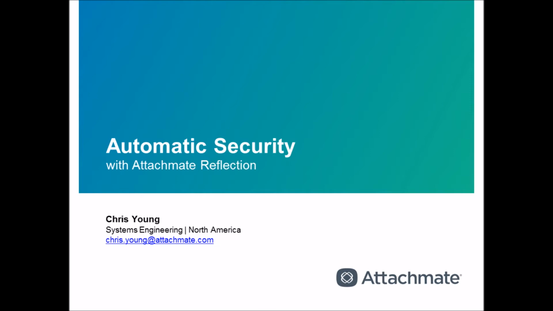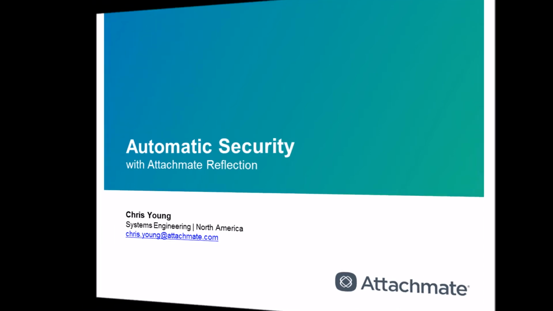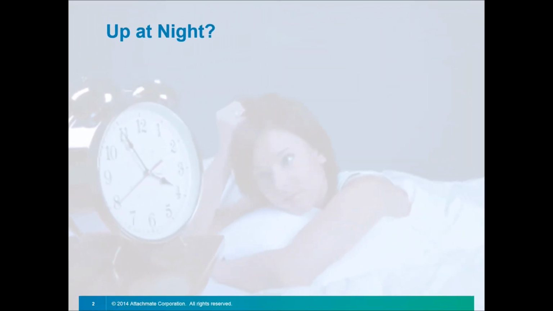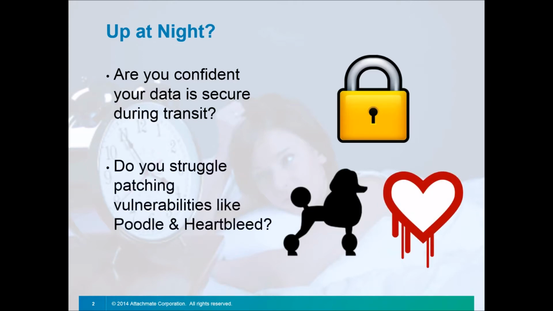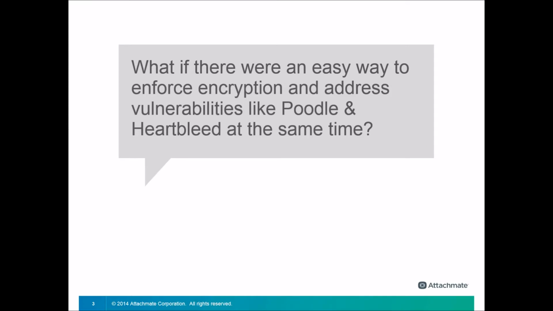security with Attachmate Reflection. This latest round of security vulnerabilities have created some sleepless nights for IT admins, so I ask you, how confident are you that your data is secure, and did you struggle with patching vulnerabilities like Poodle and Heartbleed? What if there were an easy way to enforce encryption and address these vulnerabilities at the same time? Well, you can with Attachmate Reflection.